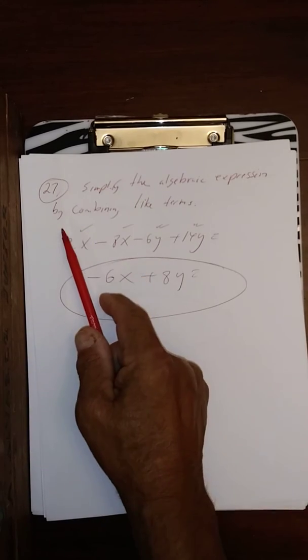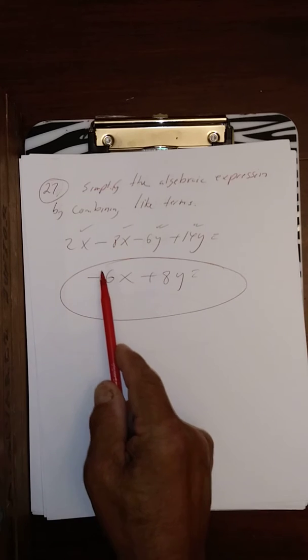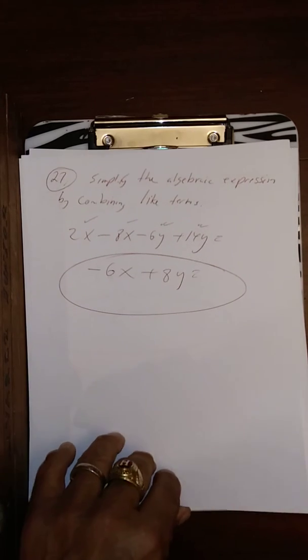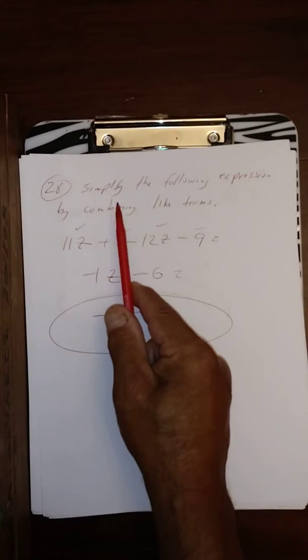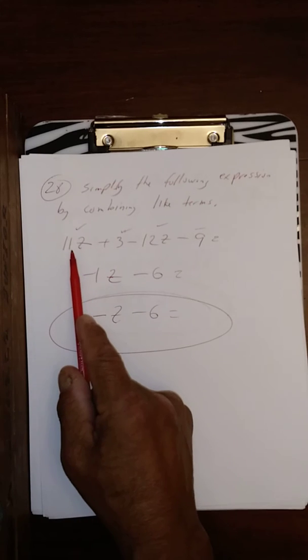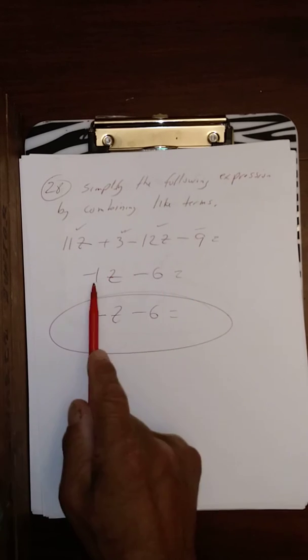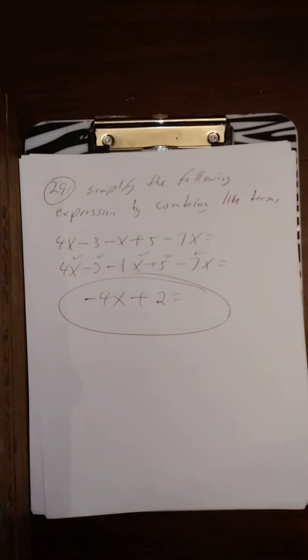Simplify the algebraic expression by combining like terms. So x and x is negative 6x. The y and the y together is positive 8y. Simplify the following expression by combining like terms. So z and z is negative 1z. 3 of that is negative 9. But negative 1z is just negative z. Plus minus 6.